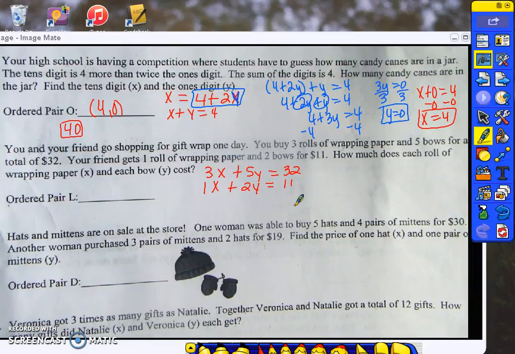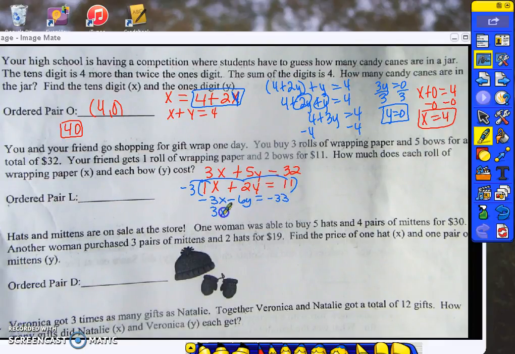You write it exactly how it reads. We're going to use elimination because they're both in standard form. Look for the coefficient that will go into the other coefficient if you don't have opposites. 5 won't go into 2, and 2 won't go into 5 evenly, so we're not going to use the y's. 3 won't go into 1, but 1 will go into 3. The opposite of 3x is negative 3x, so I'm going to multiply the second equation by negative 3. Negative 3 times x is negative 3x. Negative 3 times 2y is negative 6y.